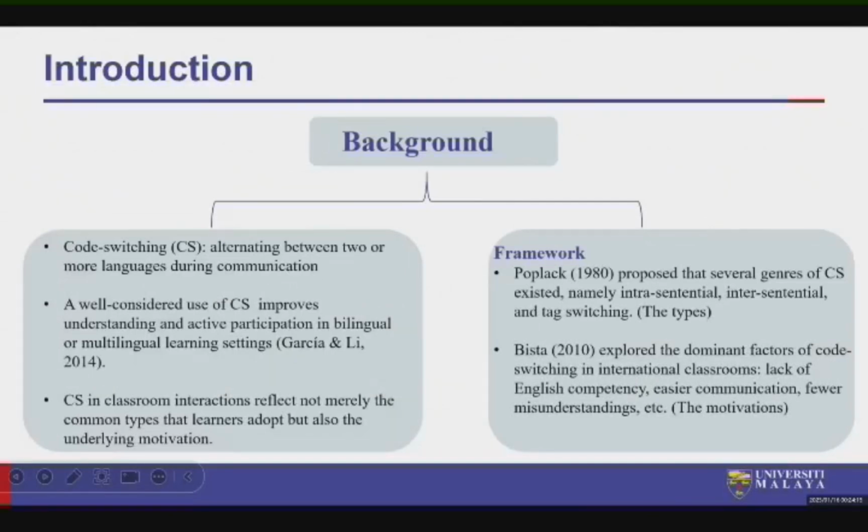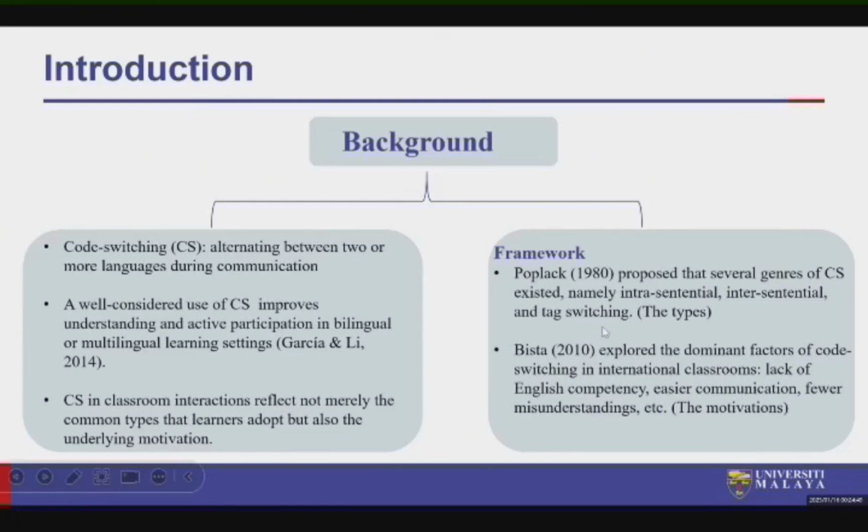First is our research background. Code switching means alternating between two or more languages during communication. According to Garcia and Lee, 2014, a well-considered use of code switching improved understanding and active participation in bilingual or multilingual learning settings. Increasing numbers of papers have been conducted to research code switching in classrooms. Code switching in classroom interactions reflects not merely the common types that learners adopt, but also the underlying motivation.